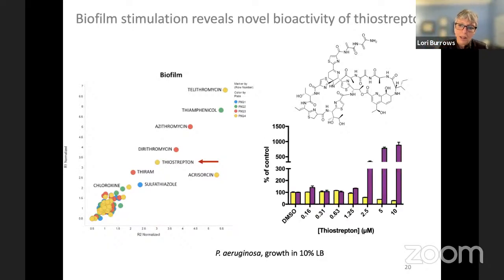Here are the data for the biofilm assay, and you can see that there's a very obvious dose-dependent stimulation of biofilm formation when we do the dose response. And of course, at 10 micromolar, which is what we were screening, there is a strong biofilm stimulation. So this made me go, okay, maybe this drug is killing Pseudomonas at higher concentrations, but how on earth is it doing that?